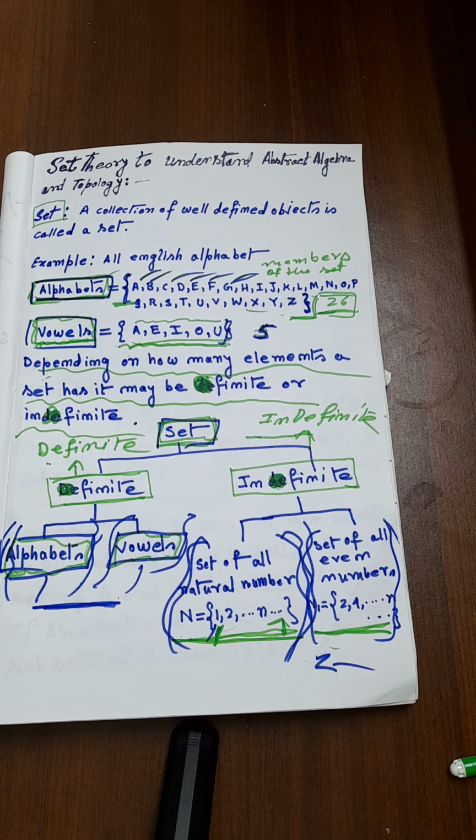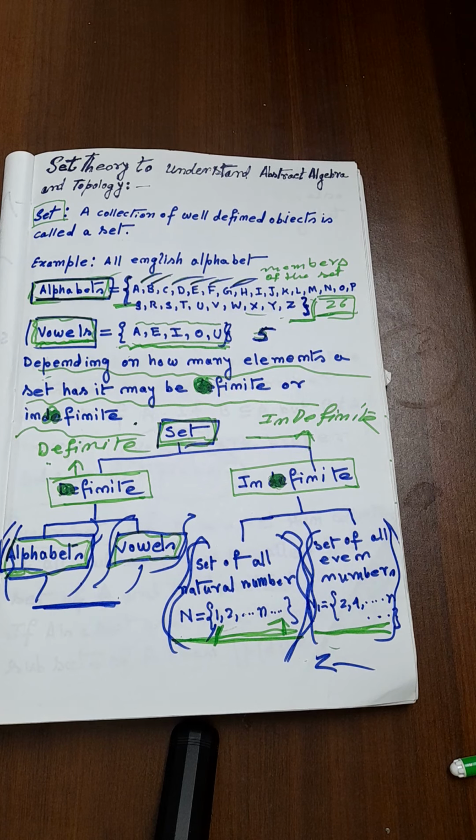All the fishes in the sea is not an example of a set because those are not well defined. Alphabets are well defined. You know there are 26 characters in the alphabet and those are well defined. That is why we can make a set of alphabets. So alphabets is a set.